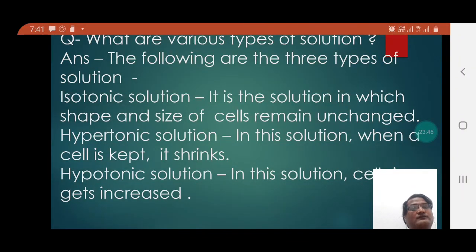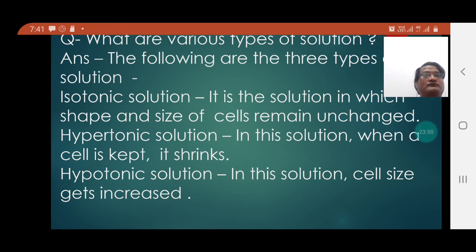Whereas hypertonic solution, in this solution, when a cell is kept, it shrinks. Hypotonic solution, in this solution, cell size gets increased.